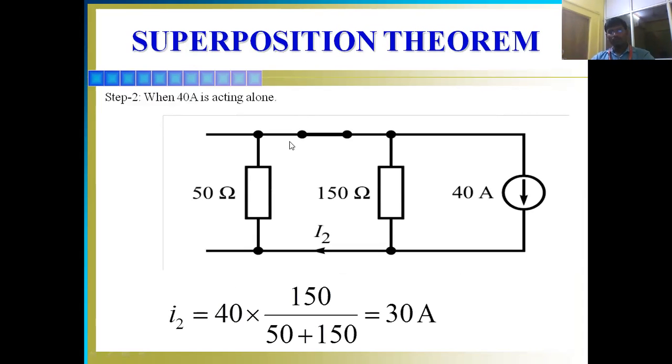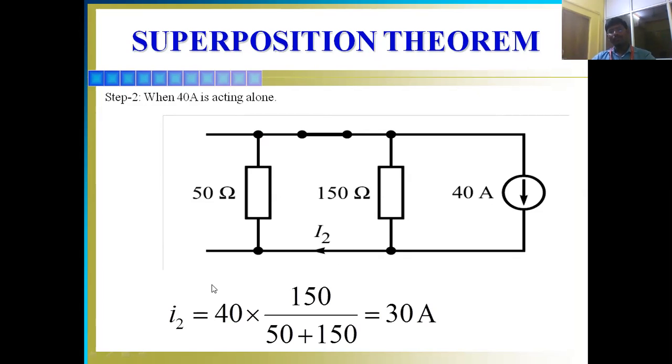So in the second case, activate the 40 amp current source. Here the 10 volt source should be replaced by its internal impedance of 0, that is, short circuited, and the other current source should be replaced by an open circuit. Here there is a 40 amp source. So these 50 and 150 both are in parallel. So therefore, use the current division rule to calculate the current flowing through 50. This Ix is the current flowing through 50.